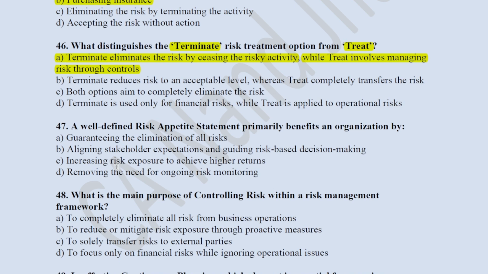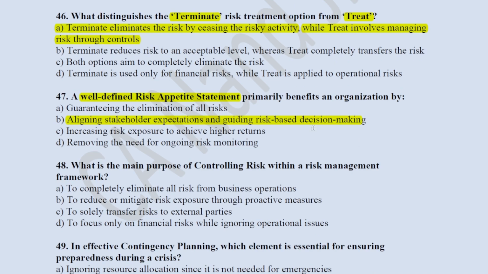A well-defined risk appetite statement primarily benefits an organization by? Guaranteeing the elimination of all risk. No, never. Aligning stakeholder expectations and guiding risk-based decision making. Increasing risk exposure to achieve higher return. Removing the need for ongoing risk monitoring. No. So the answer should be B.